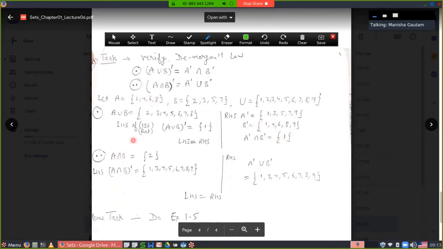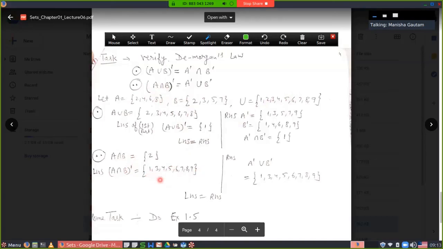Next, the second property: A intersection B whole complement is equal to A complement union B complement. On the left hand side, you first calculate the intersection of the two sets. It means you take the common elements from these two sets. What are the elements which are common? There is only one element which is common, that is 2. A intersection B is equal to 2. Now take the complement of this set, which means delete 2 from the universal set. What is left here? 1, 3 to 9, all the other elements.